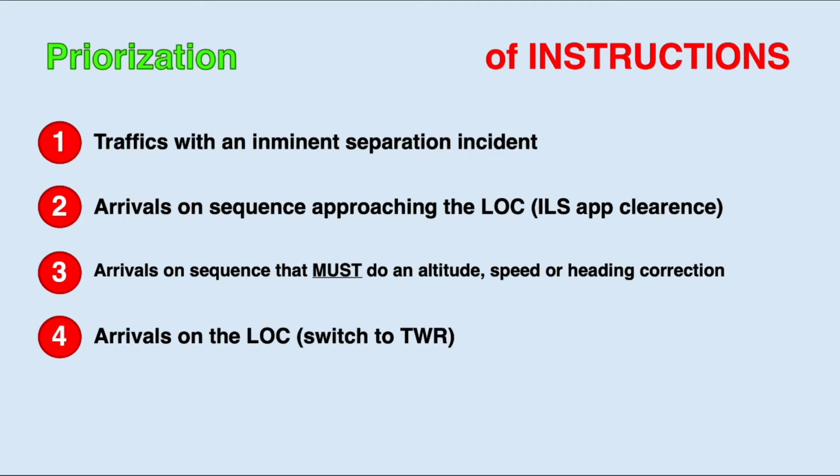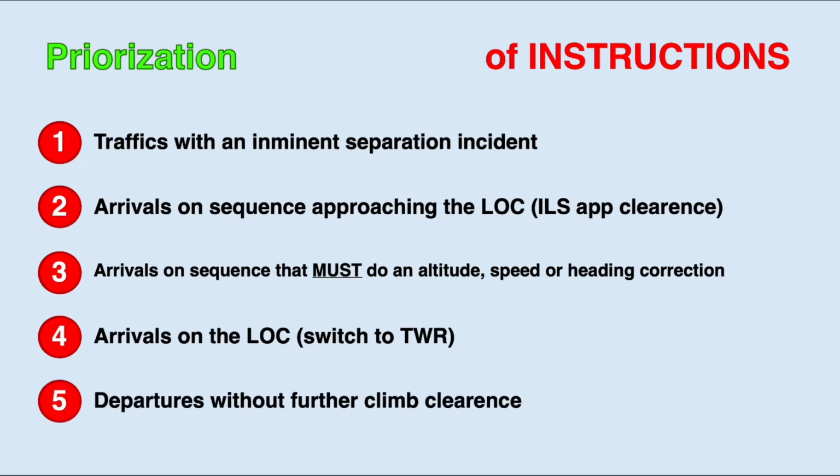The fourth priority is the arrivals that are already on the localizer. You need to send them to tower, because if you don't send them to tower, maybe they can get a delay in the authorization, and sometimes they need to proceed through a missed approach procedure, and that's a loss of time, loss of fuel, and loss of efficiency. That's why they are more priority.